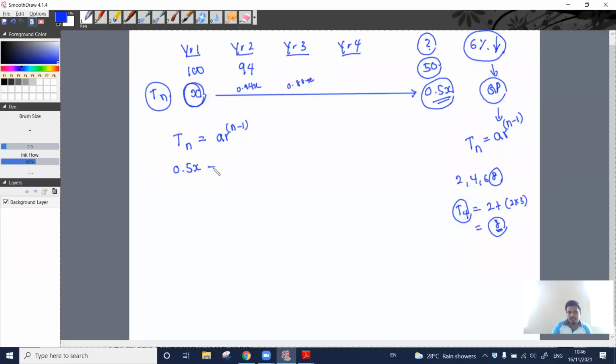0.5x. This should equal this one. Right? So 0.5x equals, now what is the first term value?